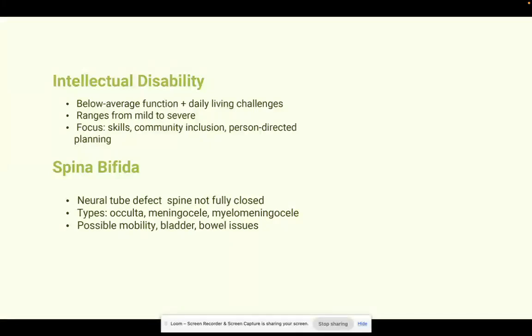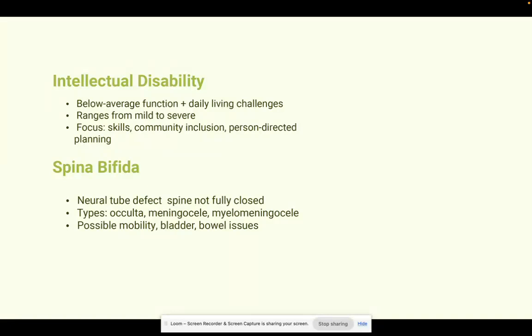So there might be different types also, the occulta, meningocele, myelomeningocele. So the effects of the spina bifida might have something to do with the mobility of the person, bladder issues or bowel issues, right? Depends on the client's condition.